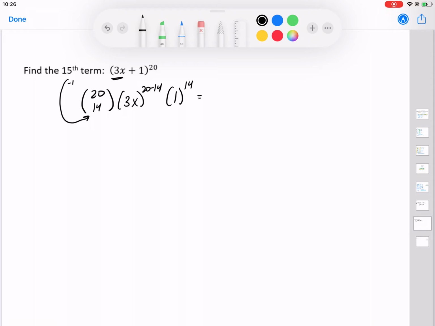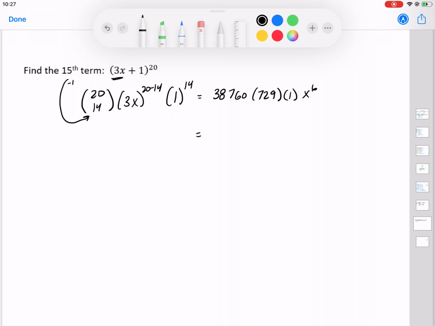So I'm going to use my handy dandy calculator to figure out what 20 choose 14 would be. 20 choose 14 would give me 38,760. And then we've got 3 to the 6th, which is 729. 1 to the 14th is 1, so that's easy. And then we've got x to the 6th.